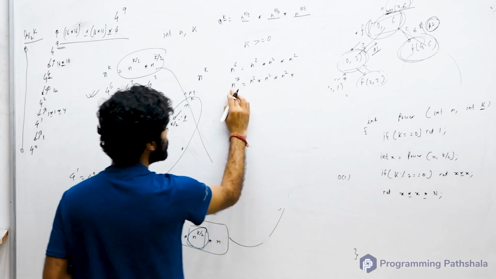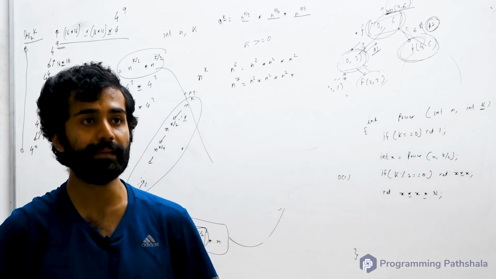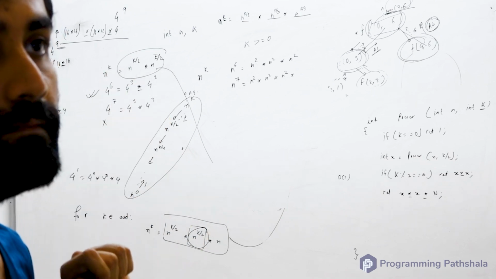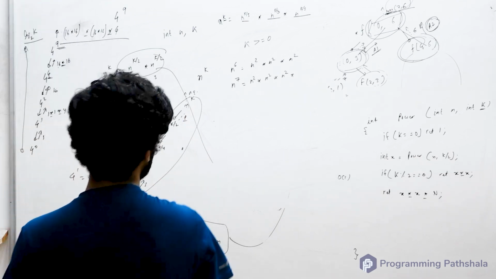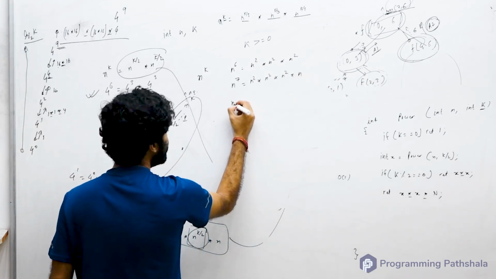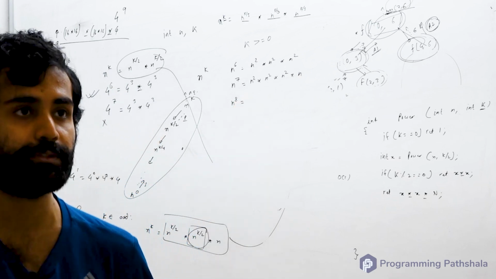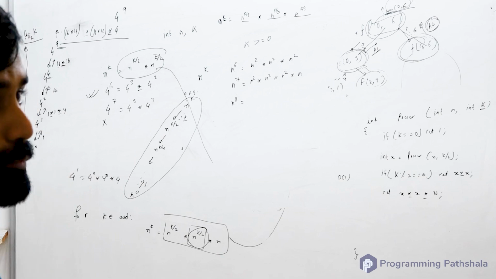Here some powers of n are missing. Can you tell me how many powers of n are missing? For n raised to power 7, exactly 1 power is missing, okay? Similarly, how about n raised to power 8? For n raised to power 8, how many powers do you think will be missing? There will be 2 powers that will be missing.